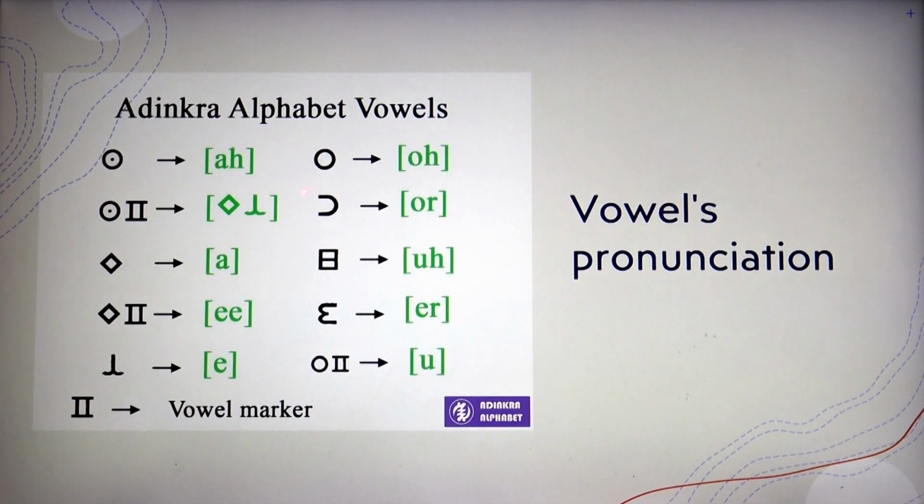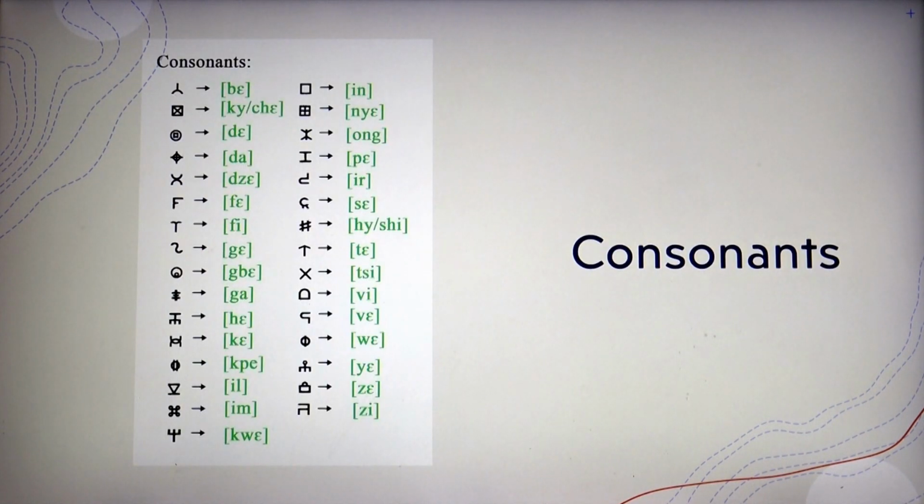So these are the 10 vowels of the Adinkra alphabet. We have A, E, I, O, U, E, U. And then these are the consonants. We have B, Ch, D, Da, D, F, Fi, Ge, Be, Ga, He, Ke, Wi, Il, Que, Nye, On, Pe, Se, Sh, Te, Ti, Vi, Ve, We, Ye, Se, Zi.